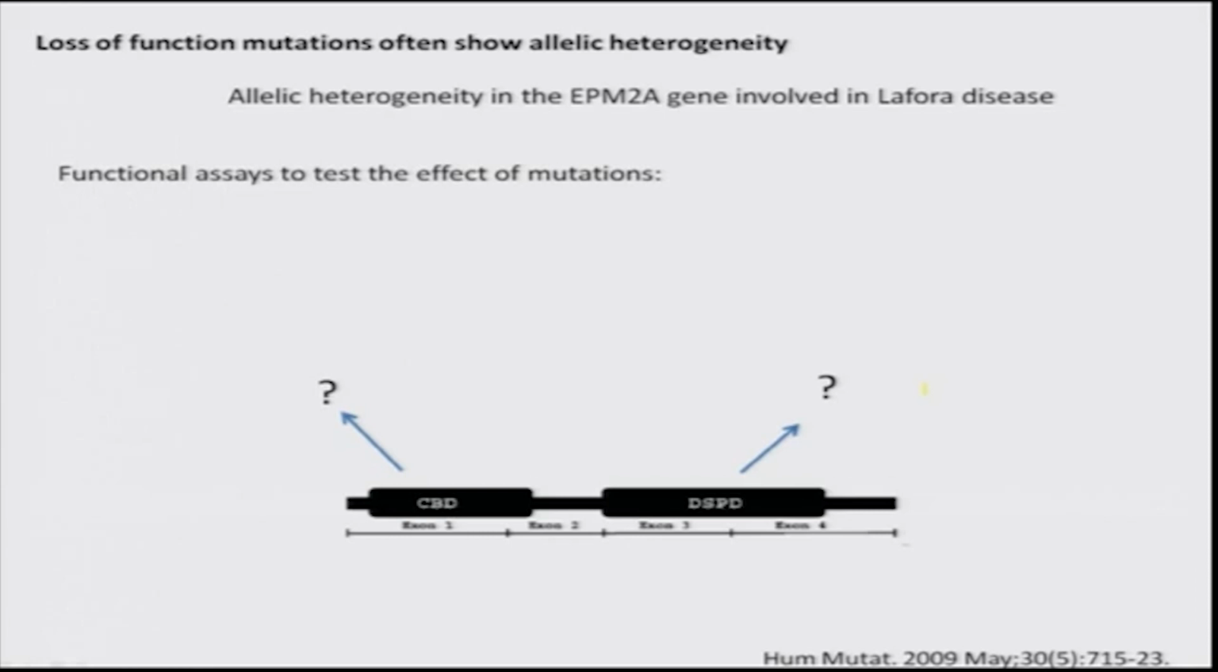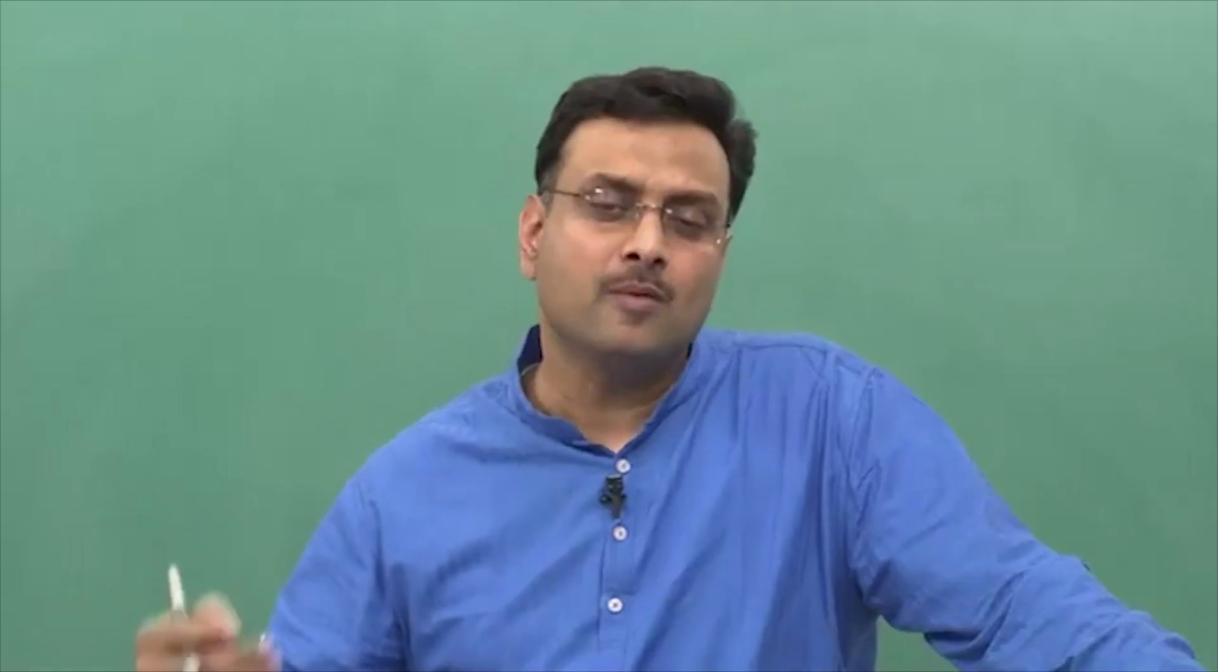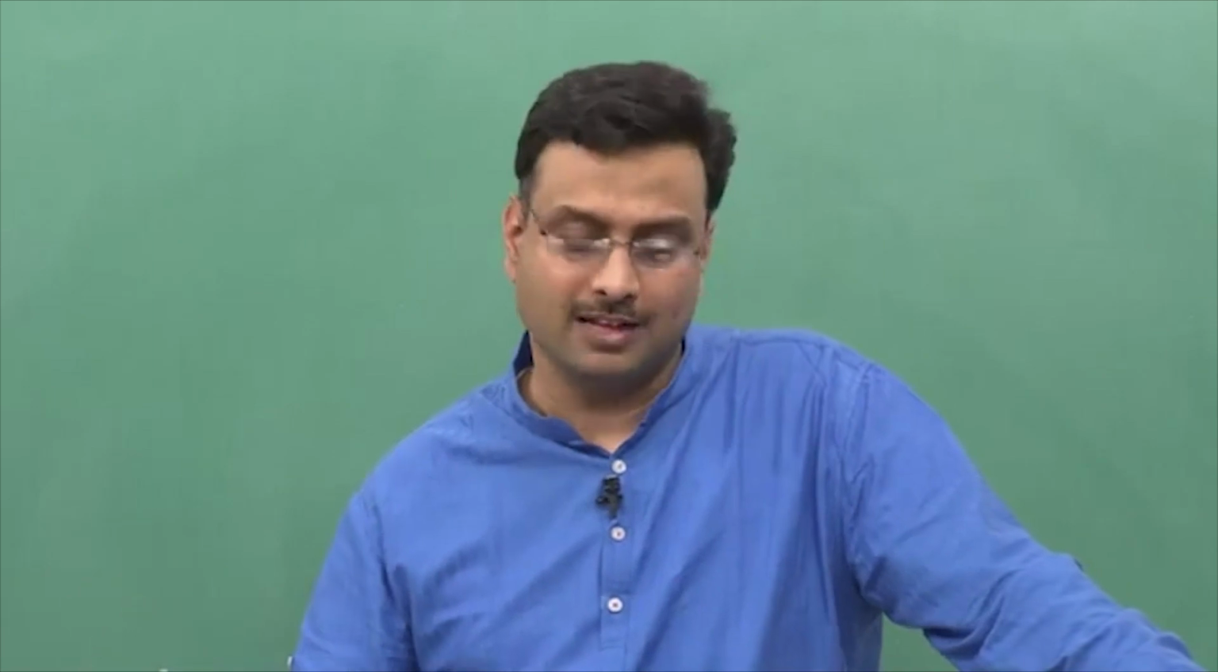So, how do you test them? For example, if you have a missense mutation, how do you know that indeed it is causing the disease? One way to look at it is that you go and look for that particular variant in the normal population, and if you do not find it in the normal population, that means this is not a common and normal allele.